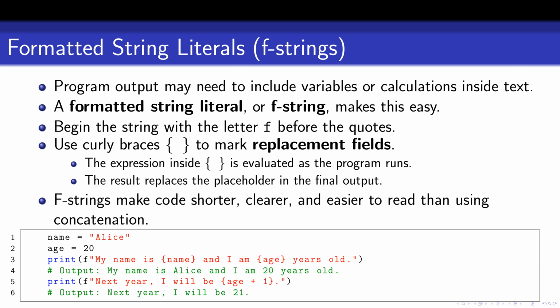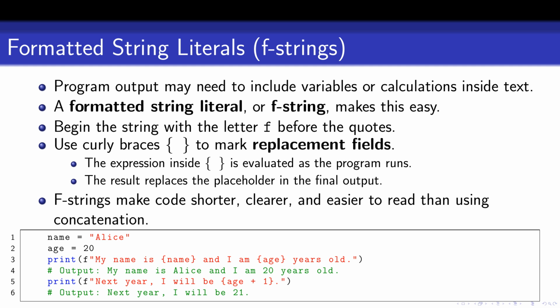Formatted string literals, or f-strings, make it much easier to build output that includes variables and expressions. Instead of concatenating strings manually, you can use an f-string by placing the letter f before your quotes and putting placeholder expressions inside curly braces. During execution, Python evaluates the expressions and replaces them with their values. For example, if you have variables storing a name and an age, you can create a message that inserts those values directly into a sentence. This makes code more readable and avoids clutter from multiple plus signs or calls to str.